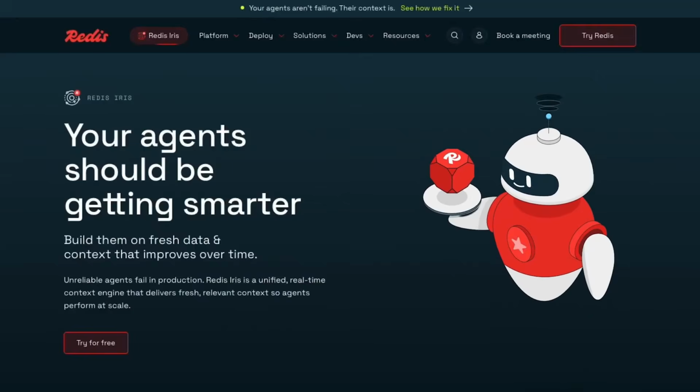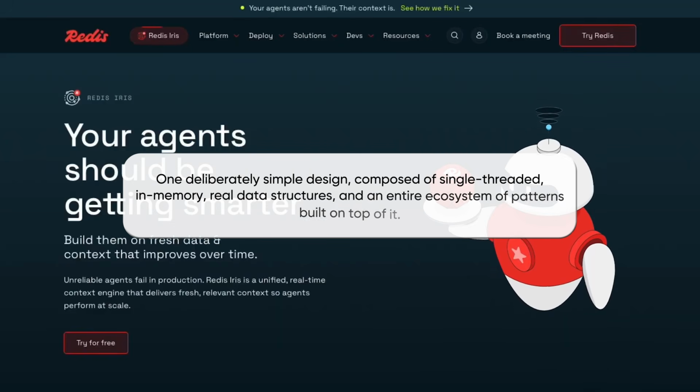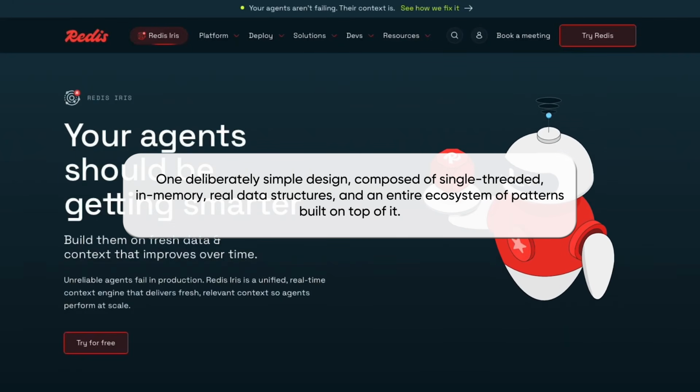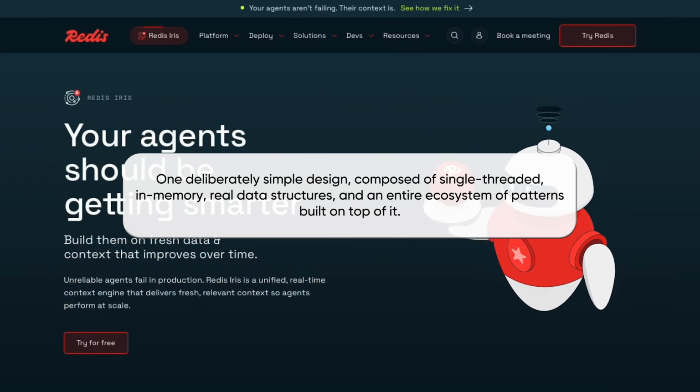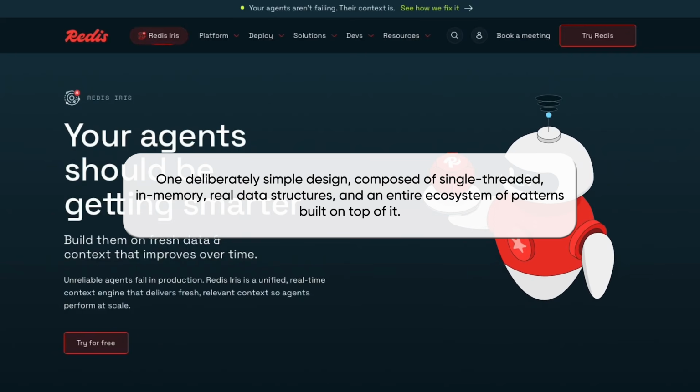In conclusion, this was Redis 101, one deliberately simple design composed of single-threaded, in-memory, real data structures and an entire ecosystem of patterns built on top of it.